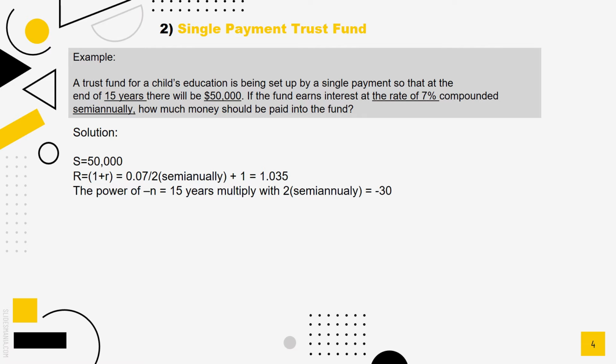So we can simplify that P equal 50,000 bracket 1.035, the power of negative 30, and you will get 17,813.92 present value, right? For single payment funds that should be paid into the fund. So alright, we go through to the next calculation.